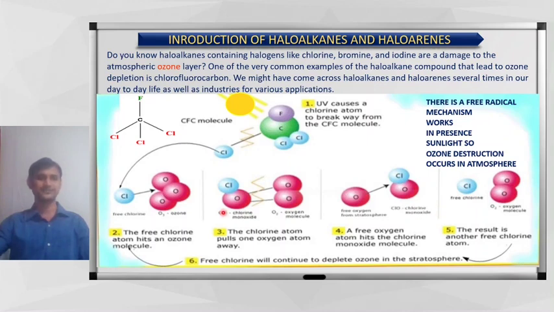So this is a chain reaction, and the resulting free chlorine in the stratosphere continues the destruction or depletion of ozone molecules, and this chain reaction proceeds continuously in the stratosphere. That's why holes are created in the ozone layer, which has a very harmful effect on our atmosphere. This happens because a free radical mechanism works in the presence of sunlight, and that is the main reason for ozone destruction in the atmosphere. This is a very important part.